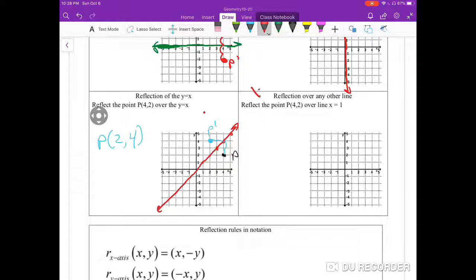This last one, this fourth example, is the only one that does not have a formula. This one you must graph. You have no choice but to graph this and count it. It's the only way to do this one.